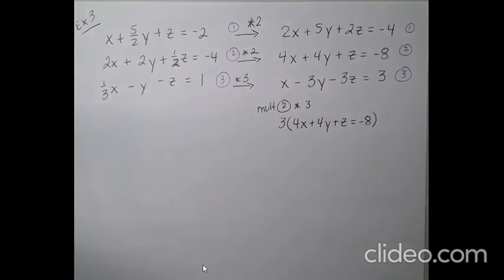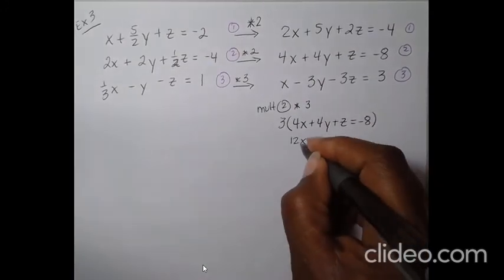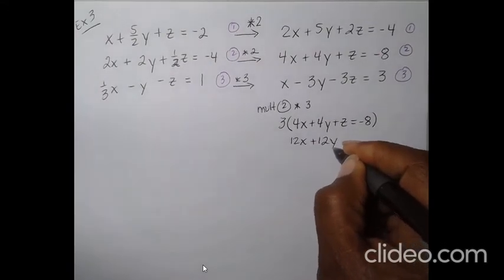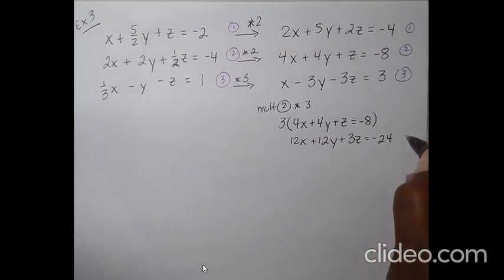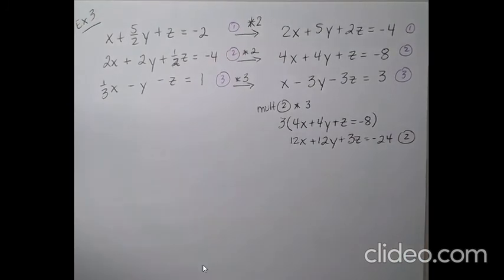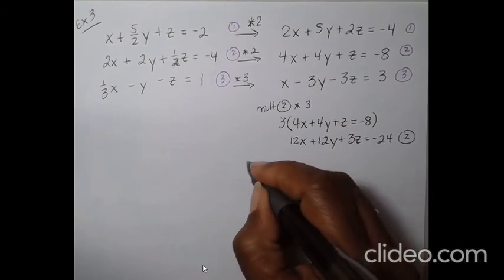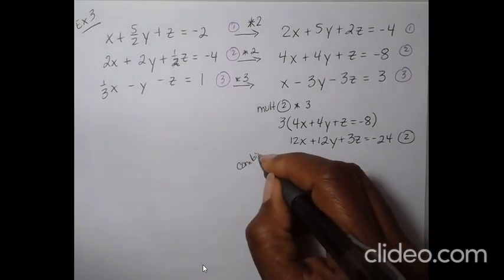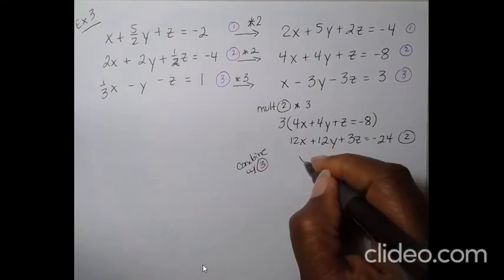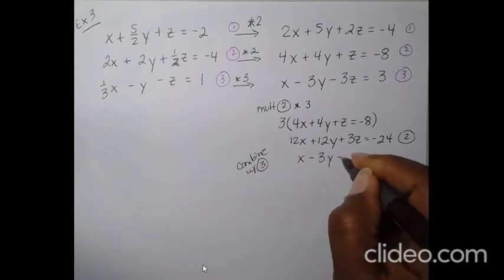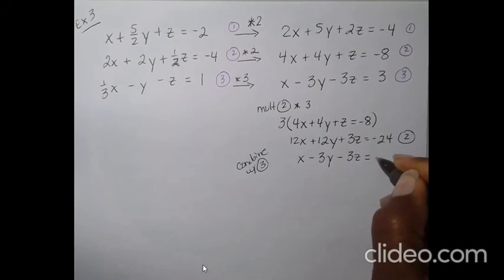This gives us 12x plus 12y plus 3z equals negative 24. This is still our equation number 2. It's just been modified. We're going to combine this with equation 3. So we have x minus 3y minus 3z equals 3.